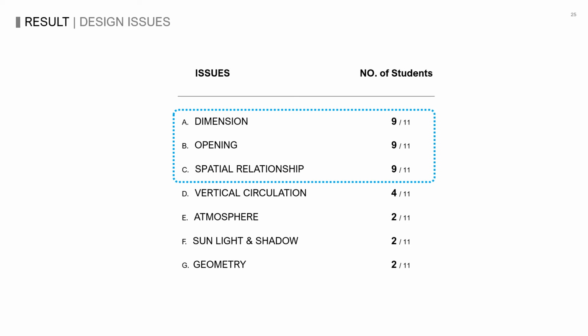And thirdly, they looked at the spatial relationship with the adjacent spaces. So they would consider more about what this room that they're looking at, immersed in, and compare that with the other room and see the relationship between those two or more spaces, and make modifications within the VR environment. Those three were the main design issues that the students were looking at, and the others, the vertical circulation, atmosphere, sunlight and shadow, and geometry, also came up with a couple students as well.